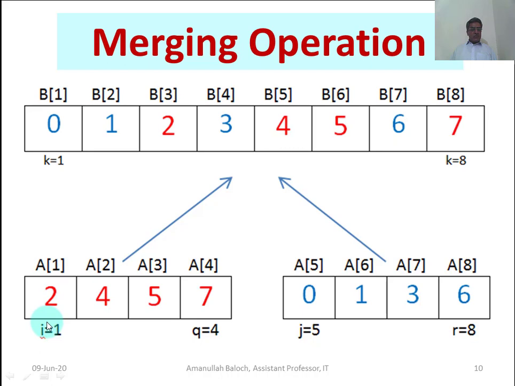So now we will compare 2 and 1, because j is at location 6. So i and j represent those values which we have to compare. 2 and 1 will compare. 1 is less than 2, so 1 will be stored here. K has been incremented. I have already shown in the algorithm that whenever we store a value in the B array, k increments itself. K has reached location 2. So 1 is less than 2, 1 will be stored in the B array, and k will be incremented to location 3.